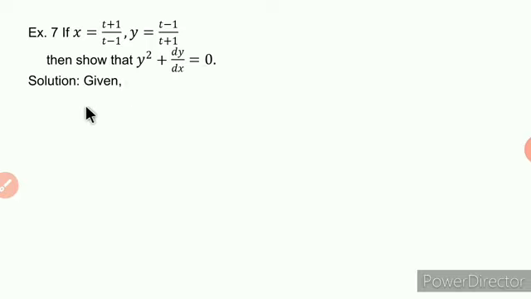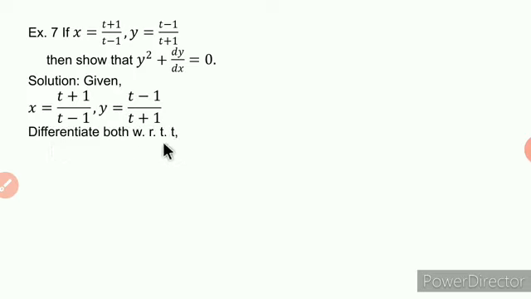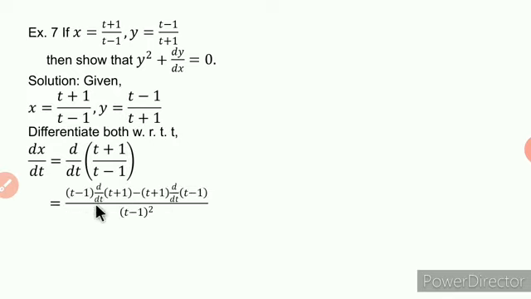Solution. Given x is equal to (t plus 1) upon (t minus 1), y is equal to (t minus 1) upon (t plus 1). Now differentiate again both with respect to t. We get dx upon dt is equal to d by dt of (t plus 1) upon (t minus 1). Now use here the formula for u upon v. So it is equal to (t minus 1) into d by dt of (t plus 1) minus (t plus 1) into d by dt of (t minus 1), divided by (t minus 1) whole square.